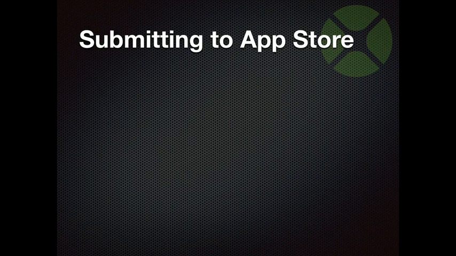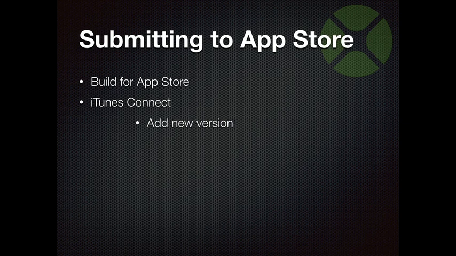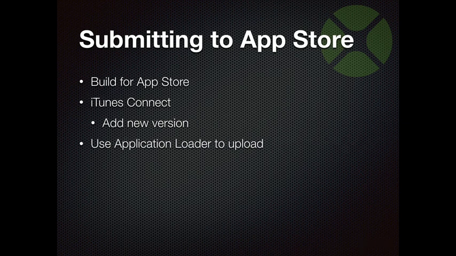Before we do that, I want to talk about the process of submitting to the App Store. When you do that, you've got to build your iOS app for the App Store. There's a little switch you flip to do that. You'll then have to go to iTunes Connect and set up a new version. You're going to use Application Loader, a tool that's built into Xcode, one of the reasons you have to have Xcode installed. That tool will let you upload your build to iTunes Connect.